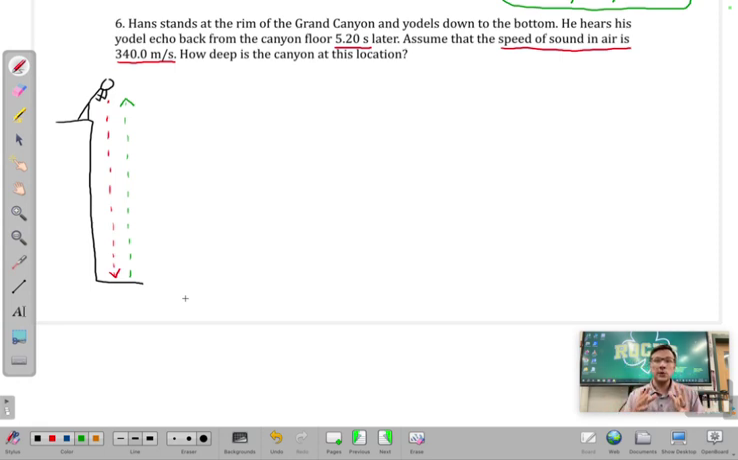So really, if we use this time of 5.2 seconds, we are going to end up calculating twice the distance: the distance to go down plus the distance to go up. So preemptively, it is best to go ahead and cut that in half. That's what I would advise. And so let's go ahead and write out our known variables here. So we have a time, and I'll just write 1/2 here, equal to 2.6 seconds. It gave us the speed of sound in air, which is 340 meters per second. And then it asks how deep is the canyon.